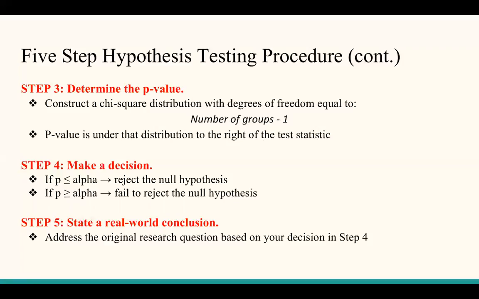And then once you get your p-value, you decide whether to reject or fail to reject the null hypothesis. If your p-value is less than or equal to alpha, you're going to reject the null hypothesis. And if your p-value is greater than alpha, then you will fail to reject the null hypothesis. Then after you decide whether or not to reject, you're going to state a real-world conclusion, which is just addressing the original research question based on whether you rejected or failed to reject the null hypothesis.